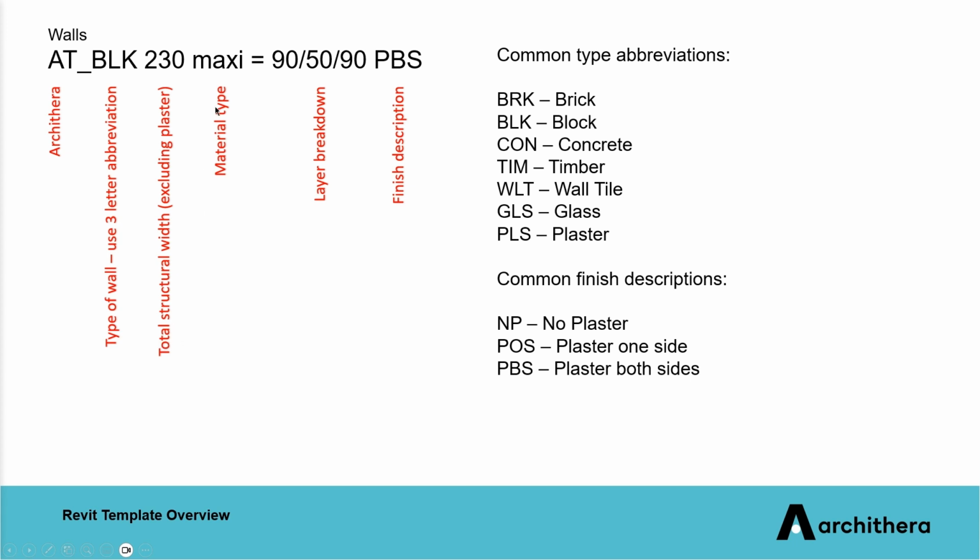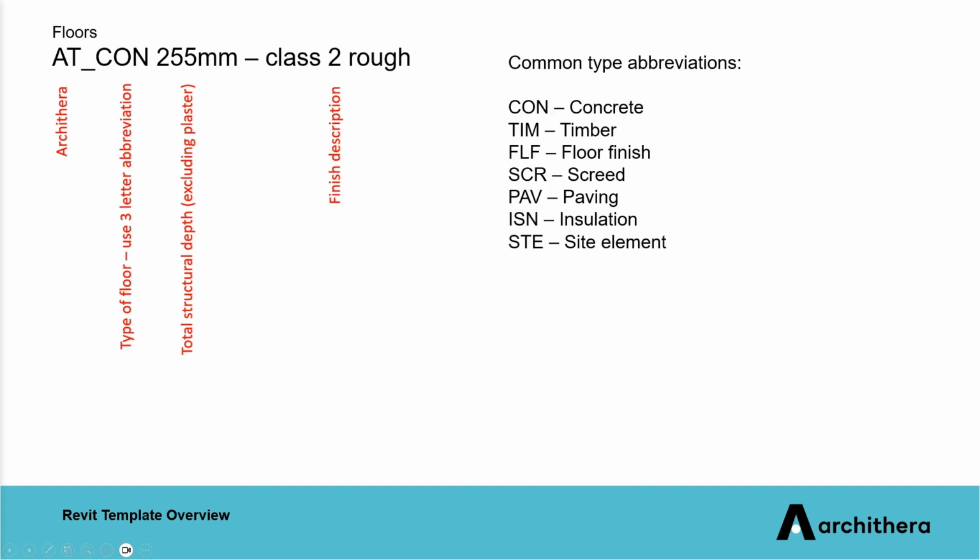Secondly, you've got your total structure width. This is 230 millimeters, and this is then the material type, so maxi, and then just a layer breakdown. So you know you've got your 90 mm block, and then your 50 mm cavity, another 90 mm block, and then lastly just your finish description, which we've also added a few common finish descriptions. So this is just for no plaster, NP, plaster one side, plaster both sides.